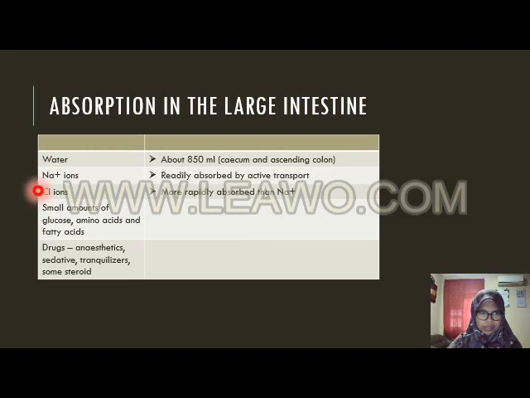Absorption in the large intestine is mainly water, about 850 mL in the cecum and ascending colon. Sodium ions will be reabsorbed in this region as well, and chloride ions. At the same time, small amounts of glucose, amino acids, and fatty acids that were not absorbed in the small intestine will be further absorbed in the large intestine. Some types of drugs like anesthetics, sedatives, tranquilizers, and some steroids are also absorbed.